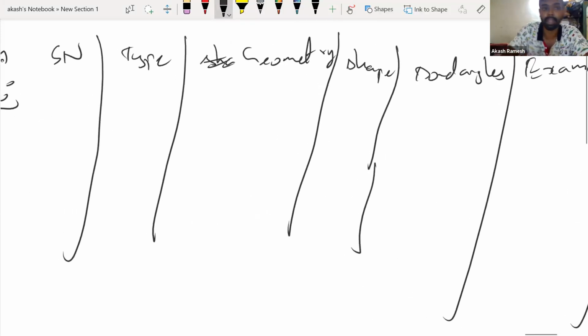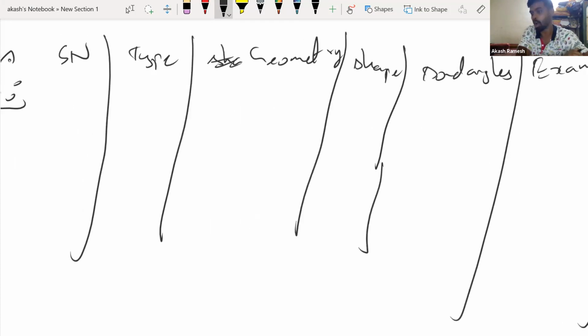This table is a big table. I don't know if you're using a long size notebook, but an entire page should be required for this table. Just make a table and keep it.